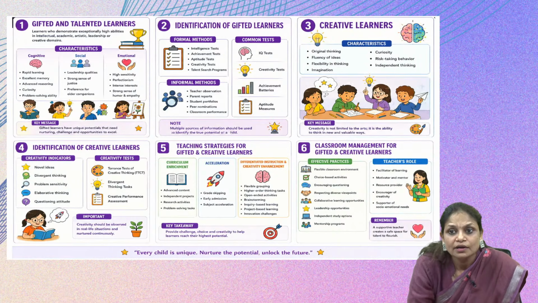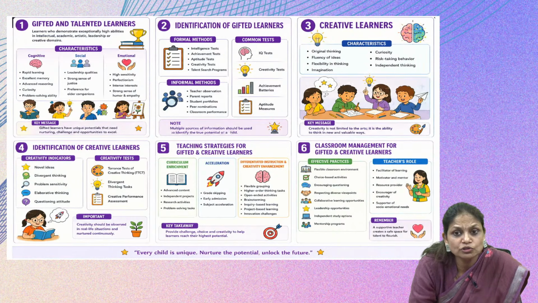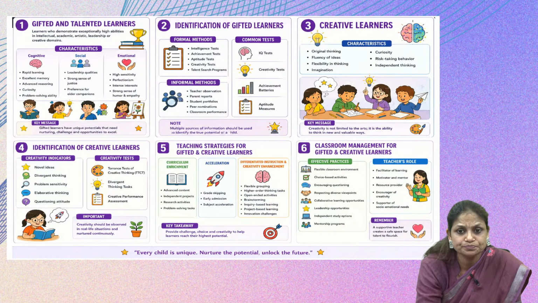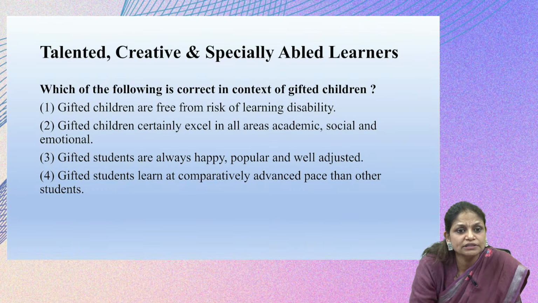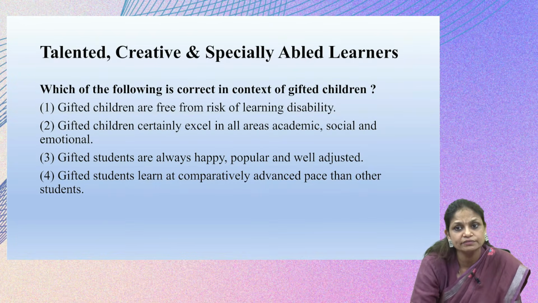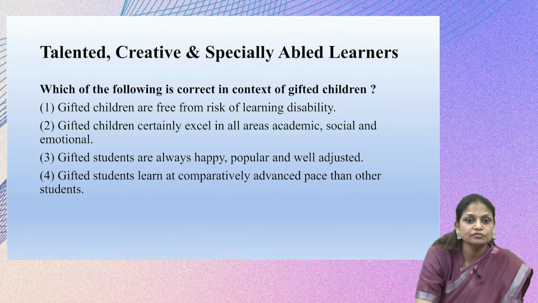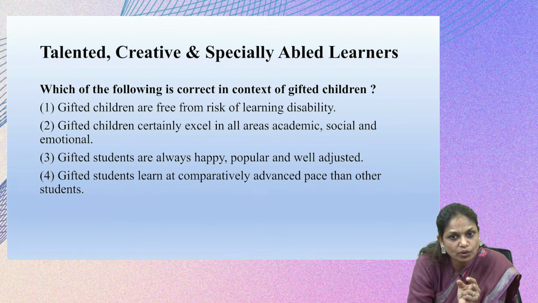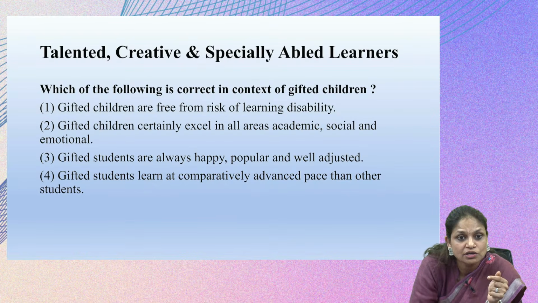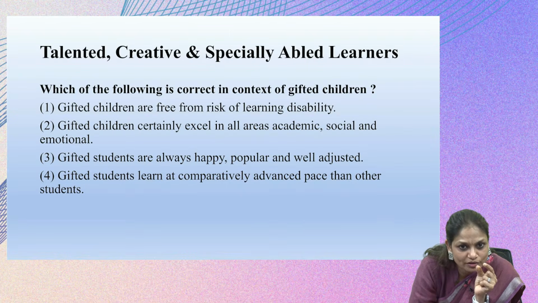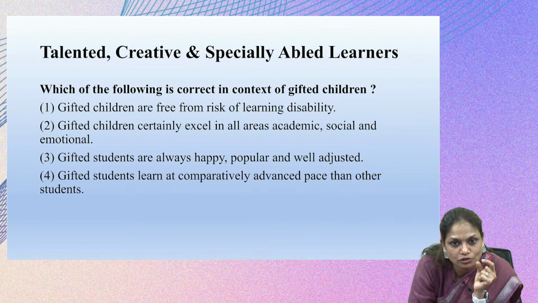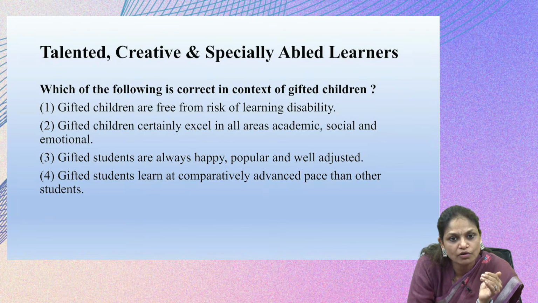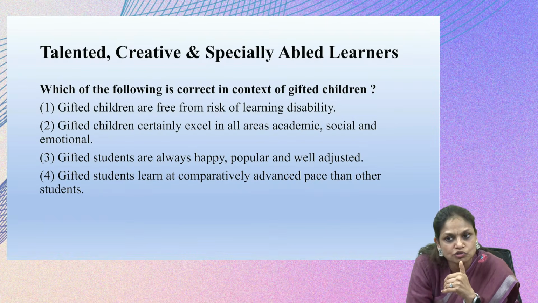It's very easy. Okay, so let's see the kind of question you can get in this section. This is a question from a previous question paper, from the topic of talented, creative and specially abled learners. Which of the following is correct in the context of gifted children? Ask what is correct; sometimes they may ask which of the following is not correct. So your reading and interpretation skills are also very important here.